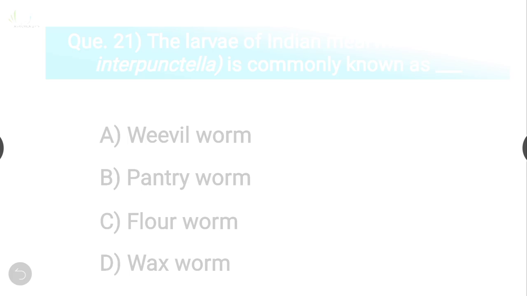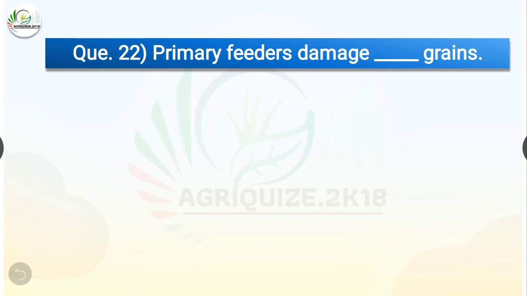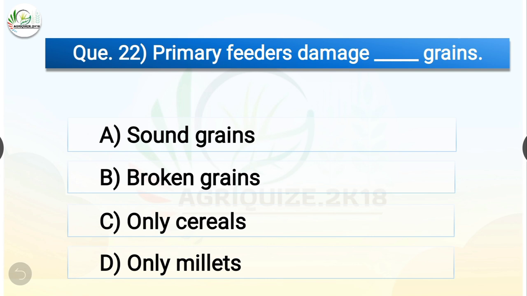Question number 22. Primary feeders damage dash grains. The options are sound grains, broken grains, only cereals or only millets. The correct answer is option A, sound grains. So primary feeders damage sound grains.